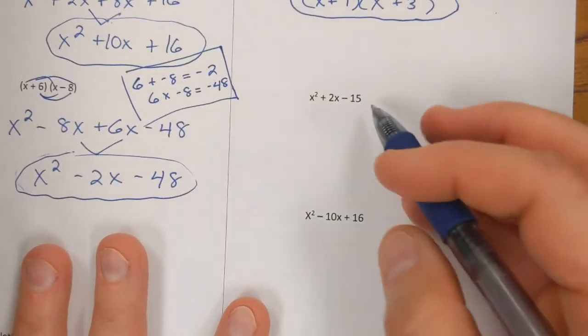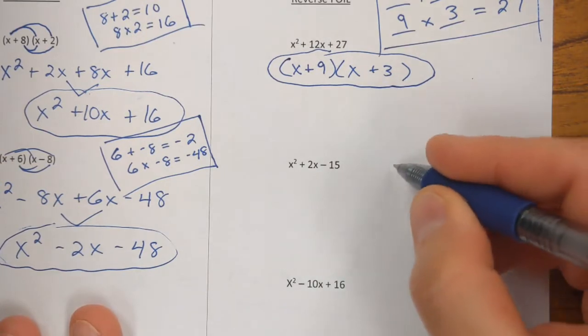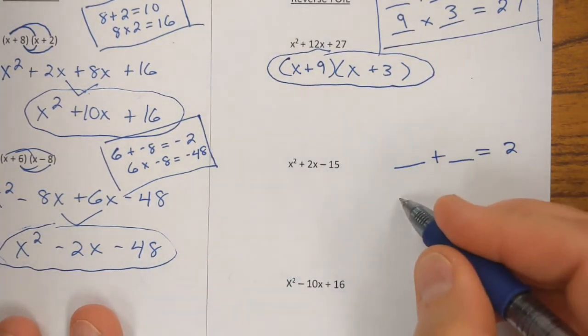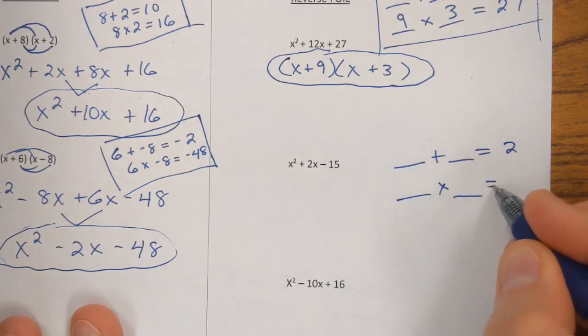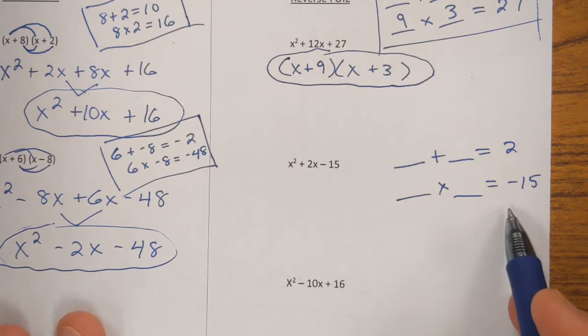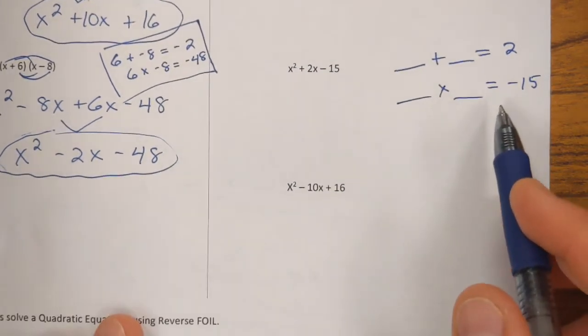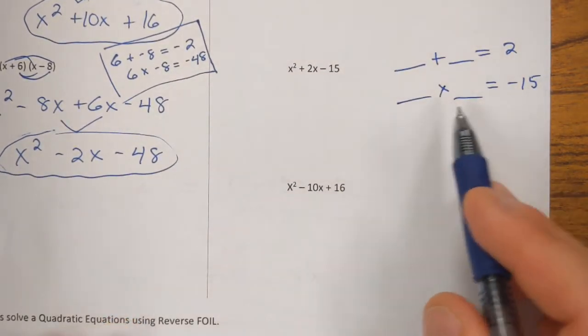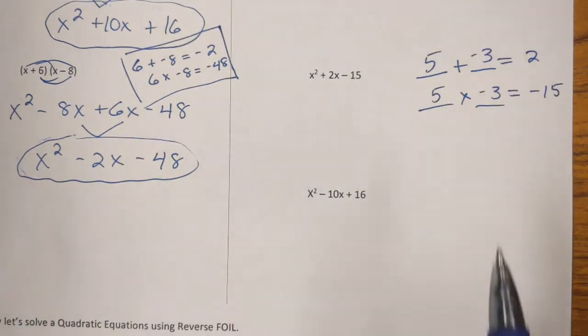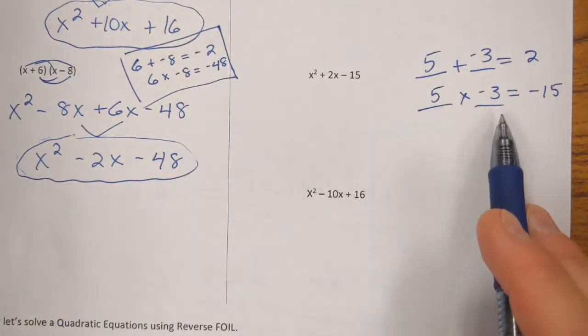So let's try one more here. In this case, I would need two numbers that add up to 2 and multiply to negative 15. Stop and think about this one for a little bit. As a matter of fact, go ahead and hit pause. See if you can solve this little puzzle here. Hit pause, see if you can find the answers. And here you go. Those two numbers are 5 and negative 3.